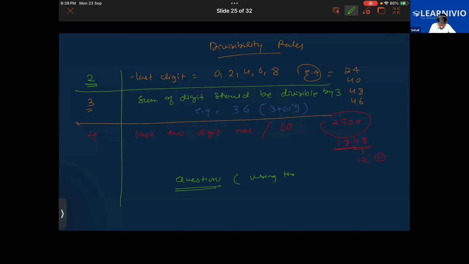Using the divisibility rule, find out which numbers are divisible by two, three, and four respectively. I'm writing down some numbers. You have to tell me which one of them is divisible by two, three, and four.